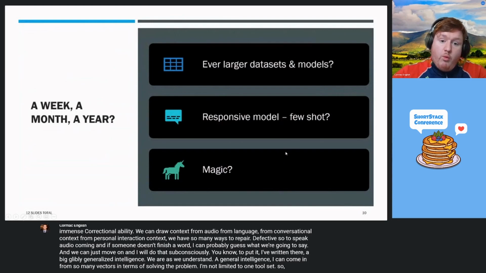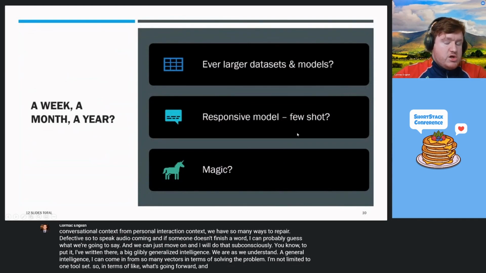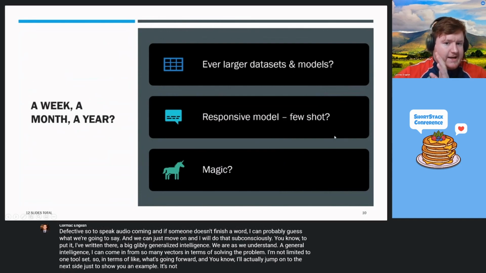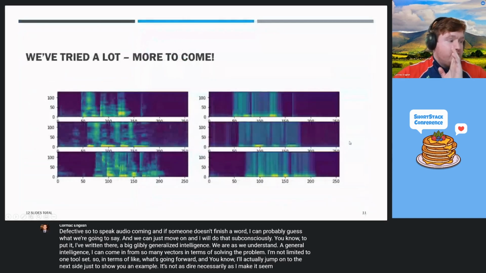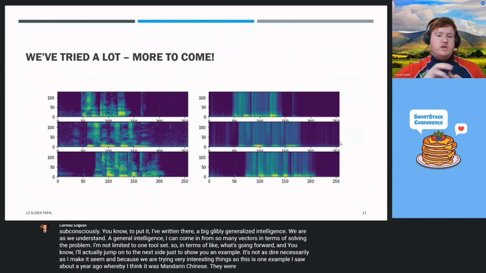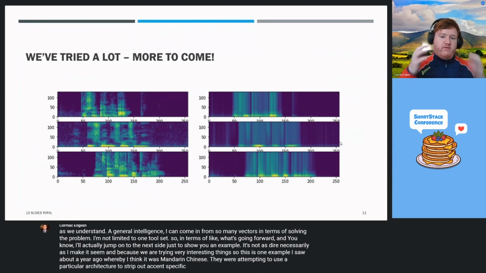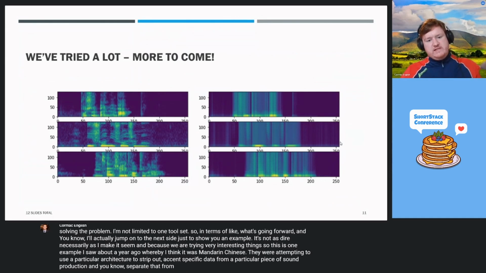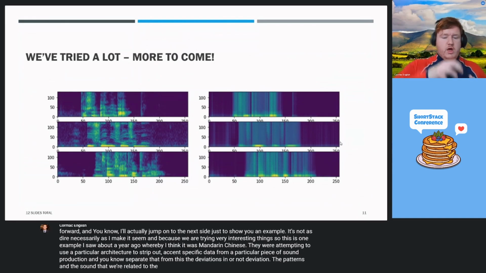So in terms of what's going forward, I'll actually jump onto the next slide just to show you an example. It's not as dire necessarily as I make it seem, because we are trying very interesting things. So this is one example I saw about a year ago, whereby I think it was Mandarin Chinese. They were attempting to use a particular architecture to strip out accent-specific data from a particular piece of sound production, and separate that from the patterns in the sound that were related to the underlying language. So try to take the word away from the accent, if you'd imagine it.